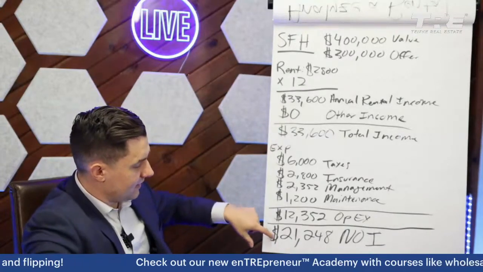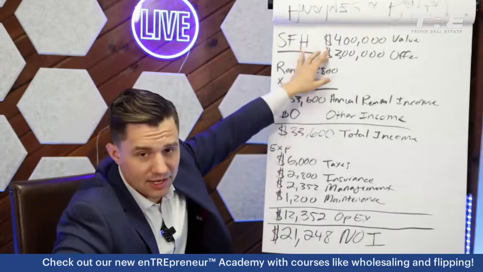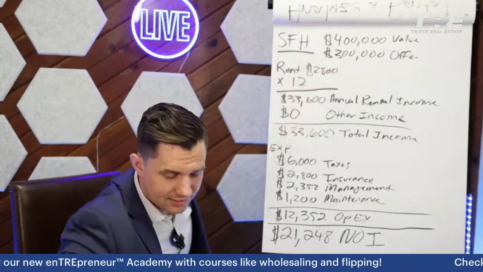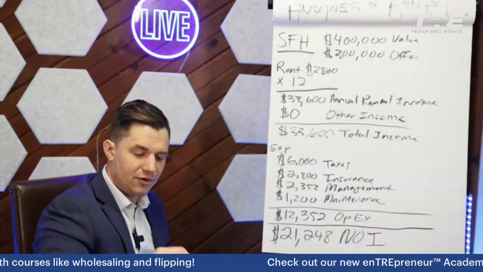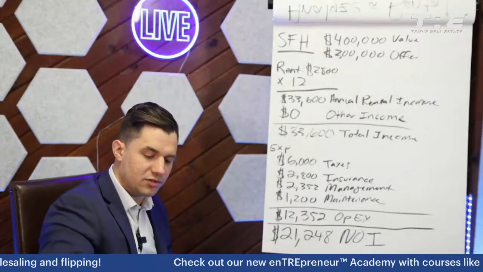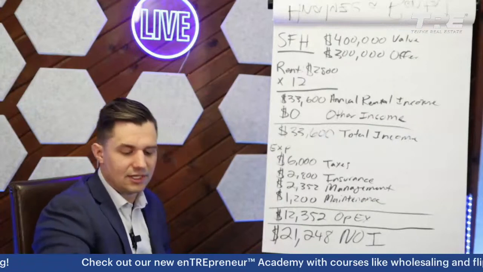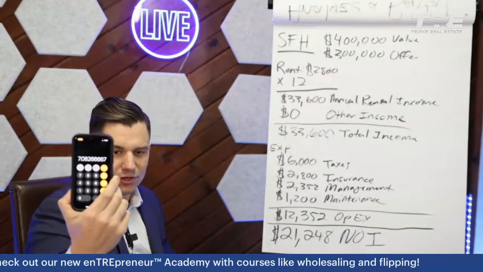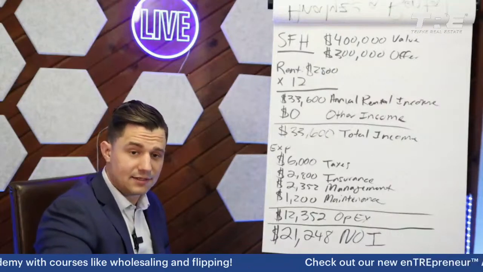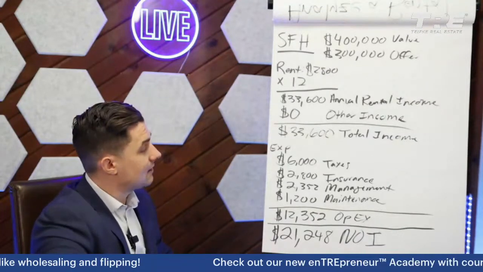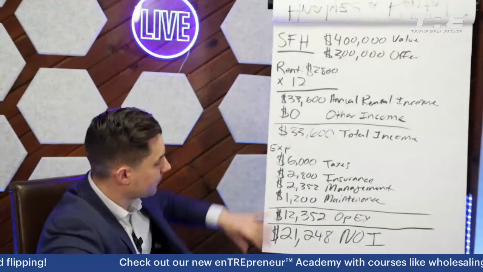We're going to take this NOI, we're going to divide it by the $300,000 purchase price plus other expenses. That gives us 0.0708. We're going to multiply it by 100 to get a percentage, and that gives us 7.08% cash on cash return. It's not bad. However, let's see if we can make it better.